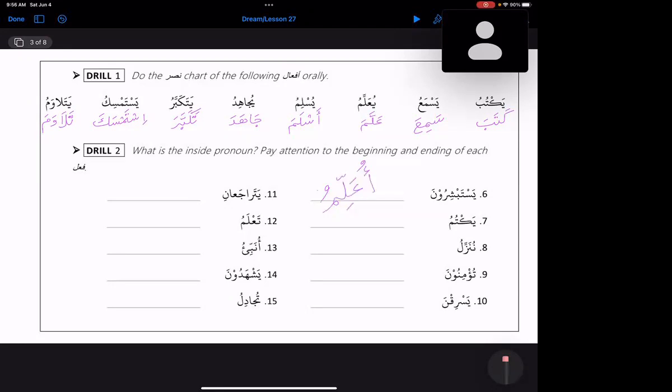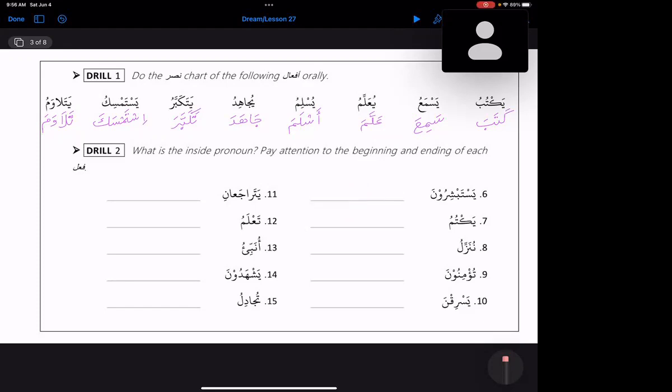Then we have the next word, aslama. Again, how many letters? Four. So Daria will take the u sound and the ma sound, right, so that aslama will become yuslimu. So who is ready for yuslimu? Can I try? Okay, let her try.